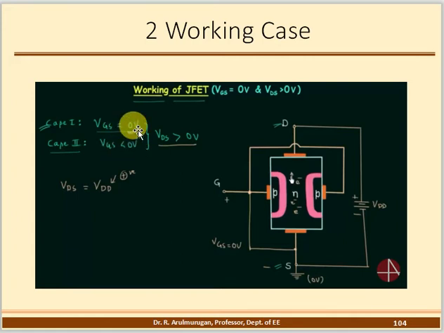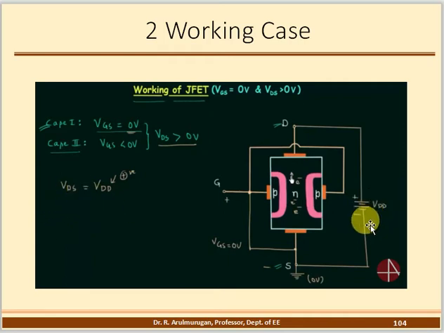Okay, first one, I am going to take case one, VGS equal to zero. Applying zero means there is no potential difference between G and S. It is short-circuited, that is called zero voltage. Then what will I apply on this side? It is called VDD or VDS, you can say.